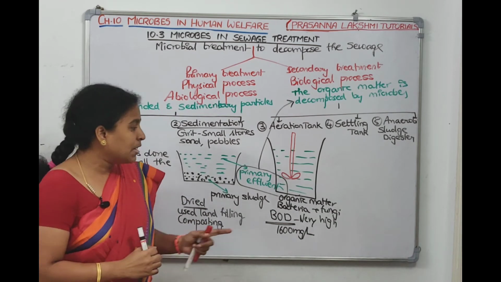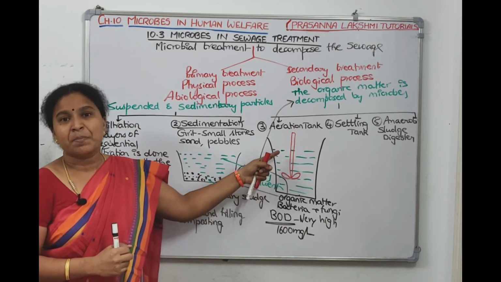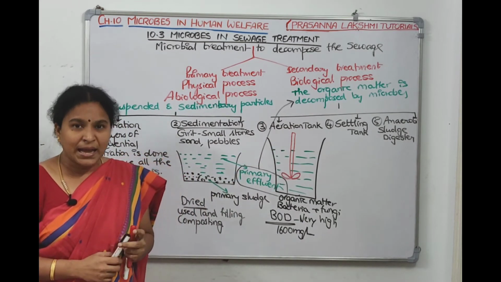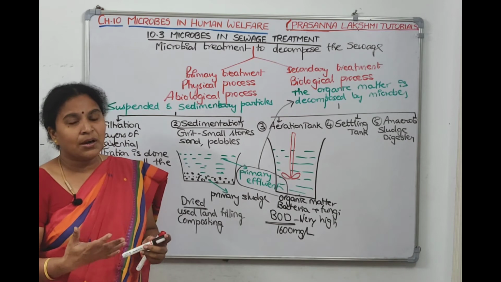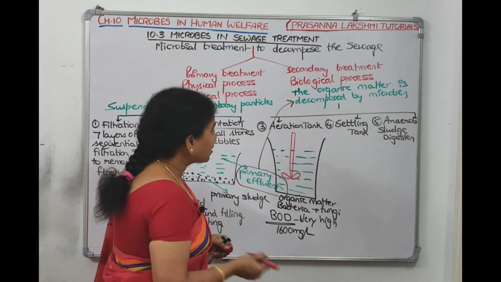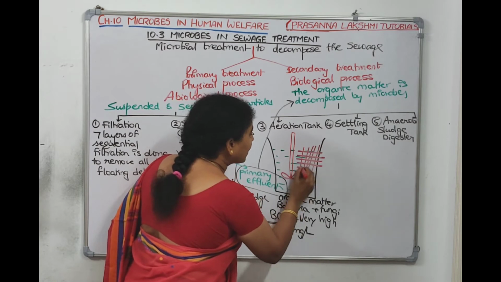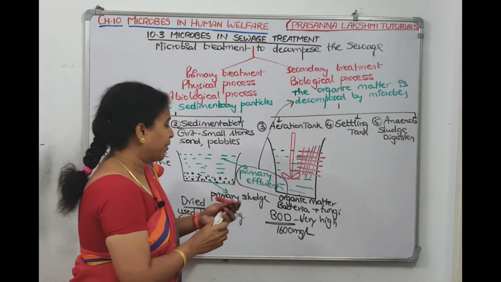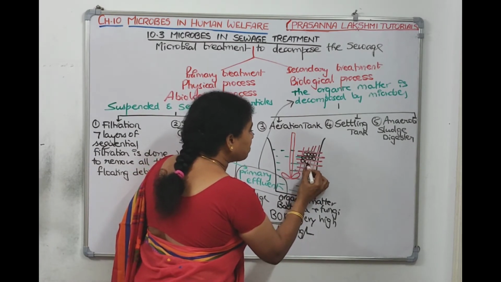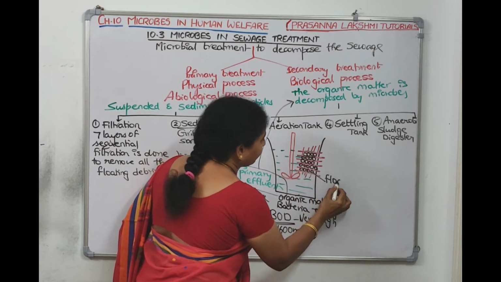Now the bacteria and fungi start decomposing the organic matter in the presence of oxygen. So oxygen is there, that's why it is an aeration tank. When they decompose the organic matter, they get food, they grow nicely and they make flocs. What do you mean by flocs? The fungal filaments will be like this, and in between these fungal filaments the bacterial cells get trapped. Now it makes a mesh-like structure. This mesh-like structure is called a floc.